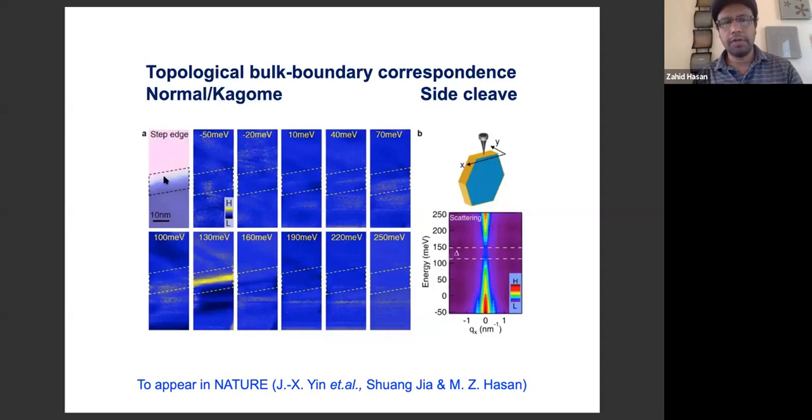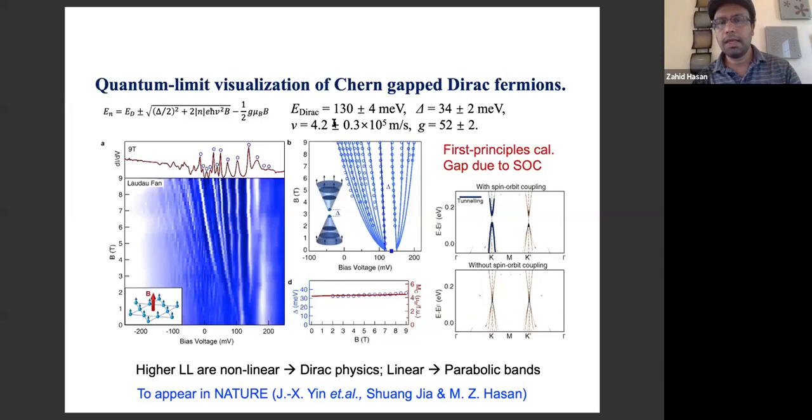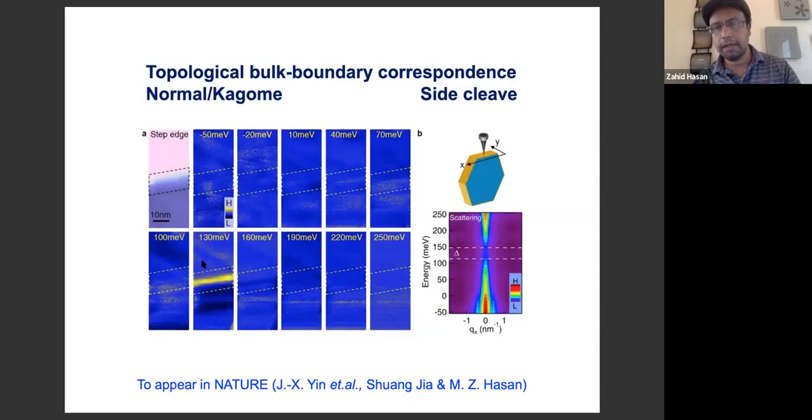So here we are showing a step edge with STM. We're exploring that in the fitting of the Landau levels, the Dirac point gap energy, I mean, the Fermi level is off by 130 millivolts. And when you go to the step edge, it lights up. So there is an edge state clearly.